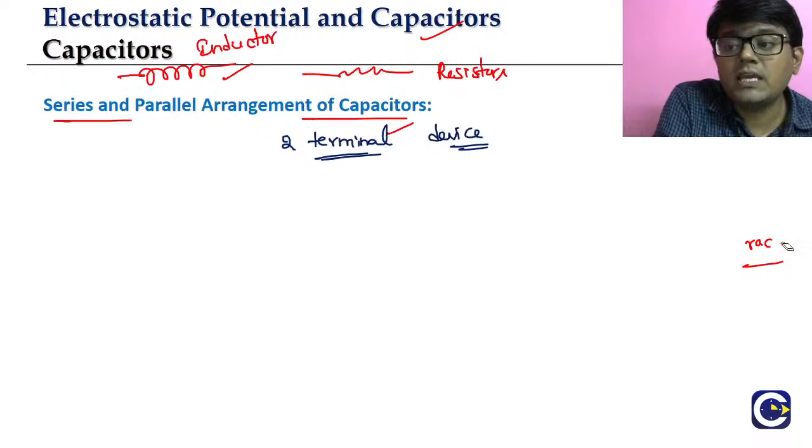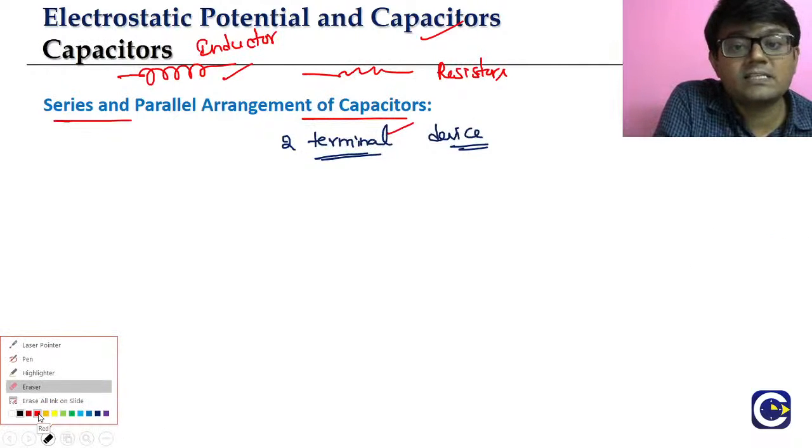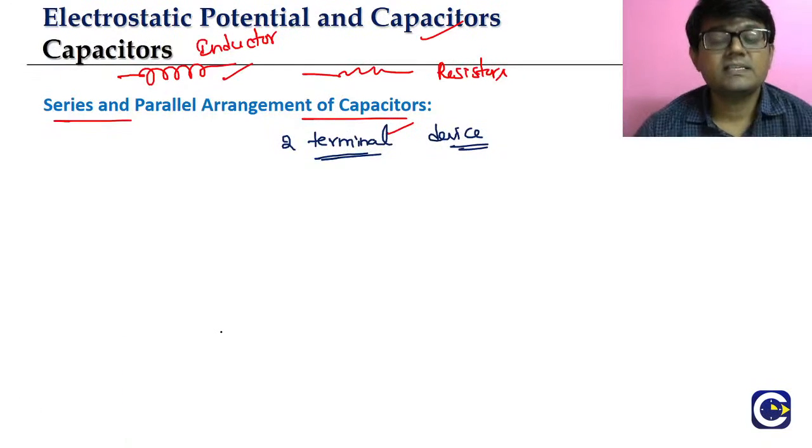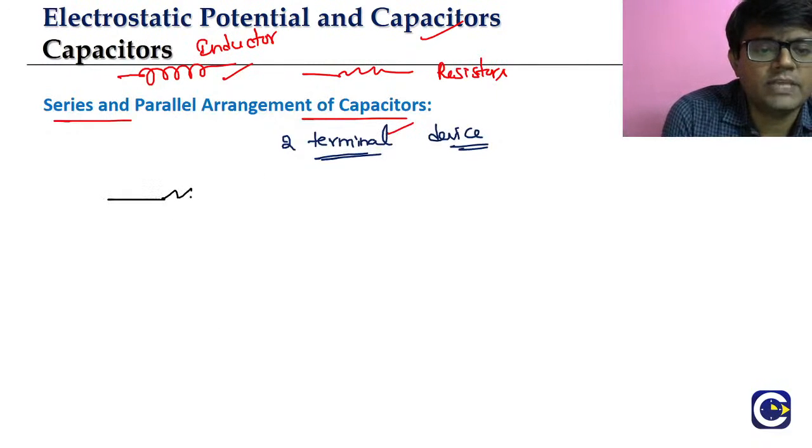When you go to the current electricity chapter, we will see that for resistors in series we will have a different relation. Anyway, we will see when we go there.